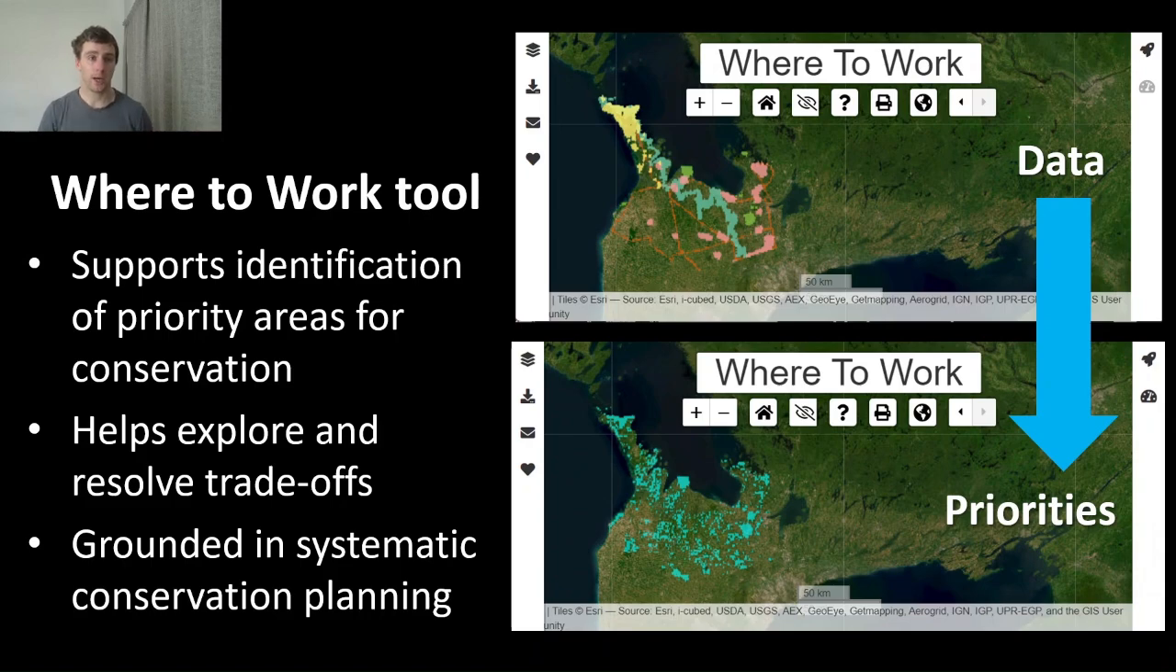So I've talked a lot about the fundamental principles of conservation planning and how they relate to the Where to Work tool. The Where to Work tool brings all this together and supports the identification of priority areas for conservation. It allows you to set goals and targets interactively to help you explore trade-offs, and it's grounded in all these principles of systematic conservation planning that we talked about. So you can go from having data on where things are to priorities on where you need to act or where you implement management actions in order to meet certain objectives.